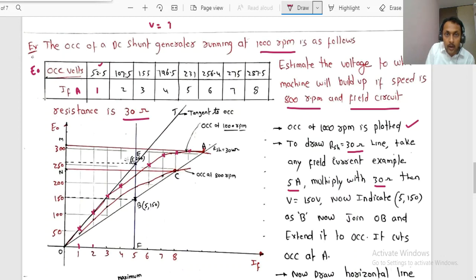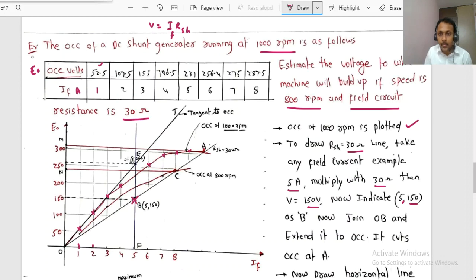V equals IR. You have taken the shunt field resistance RSH, and some other field current IF at some random value, but RSH is fixed. If you multiply, we get 150 volts. Now on the x-axis 5, on the y-axis 150, indicate a point.